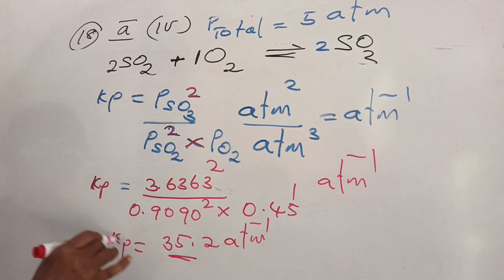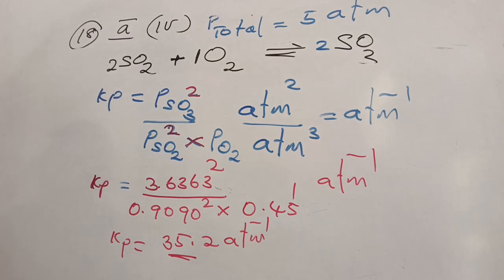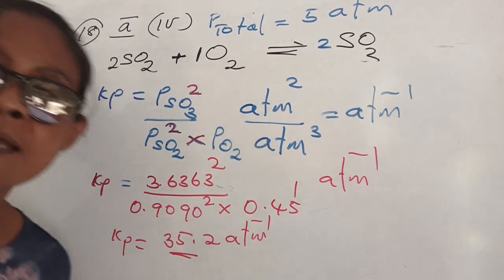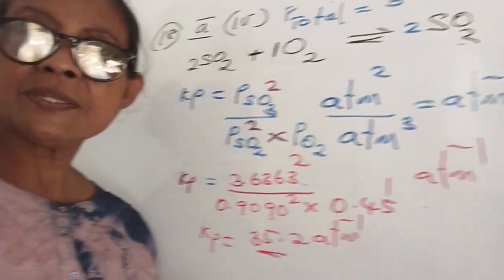This is how we can calculate Kp values when given the data of the number of moles, the total pressure, as well as the number of moles at equilibrium. I hope you all understood how it is simplified.